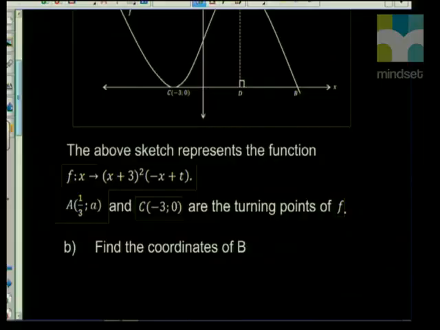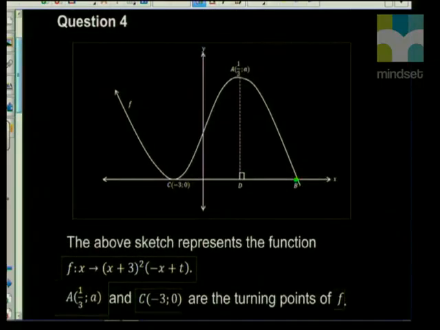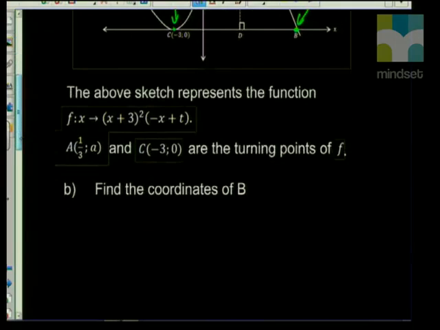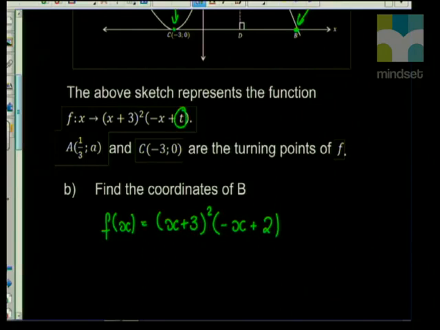The next question is now asking us to find the coordinates of B. Look at your graph. What can we say about point B? It's an x-intercept, together with this one over here. Remember, this was also an x-intercept as well as a turning point. So we've just worked out that our function is f of x is equal to x plus 3 squared, minus x plus t, and don't forget we've just proven that t is the value of 2.